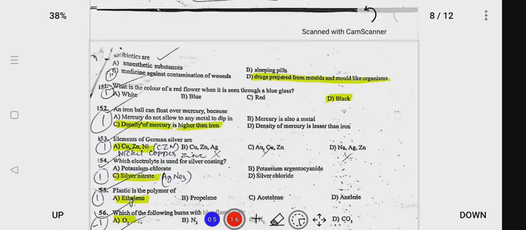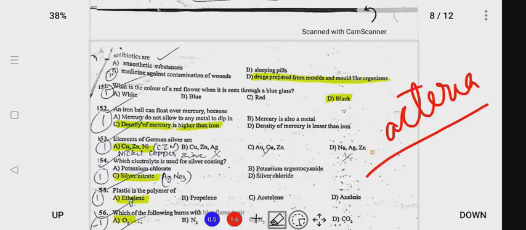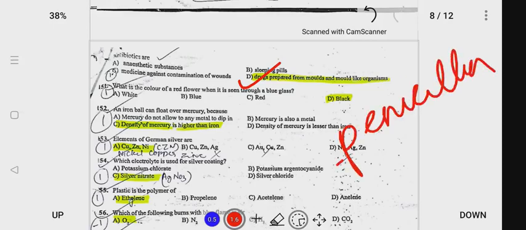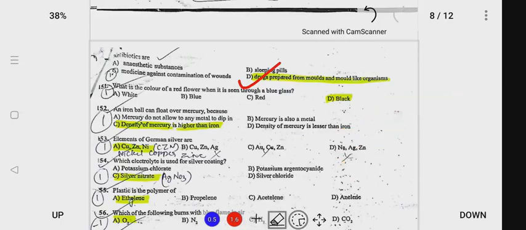Next, what are antibiotics? Antibiotics are used against bacteria. They are prepared from fungus and molds and mold-like substances. And the first antibiotic is penicillin. So penicillin is the first antibiotic.